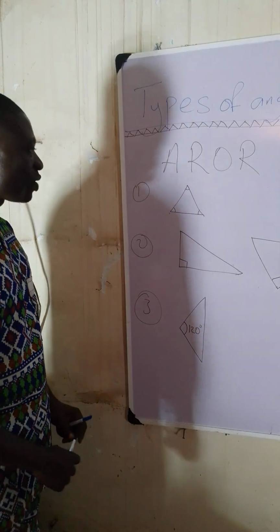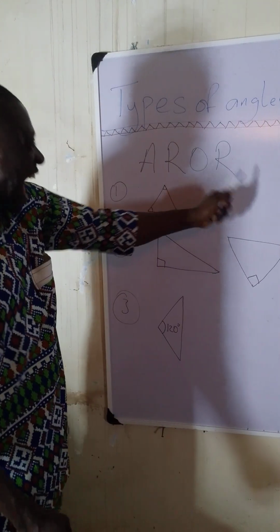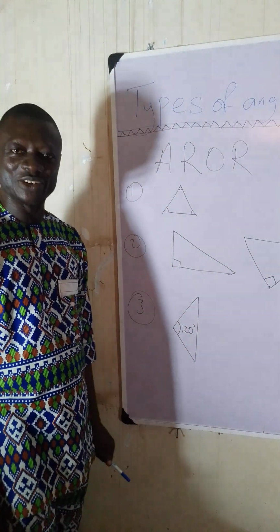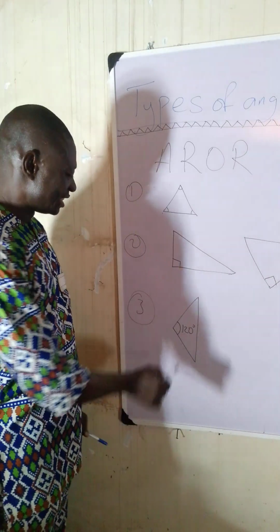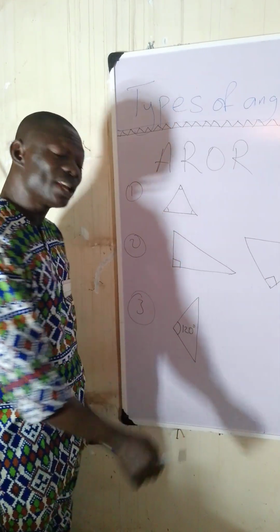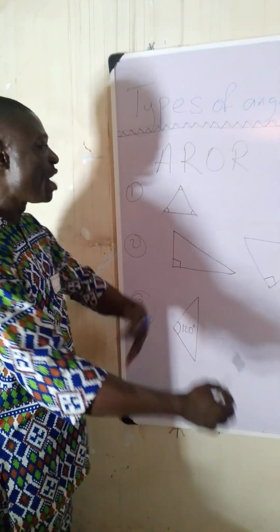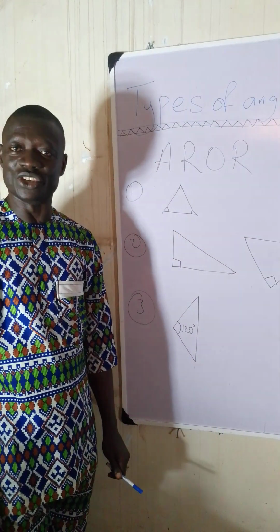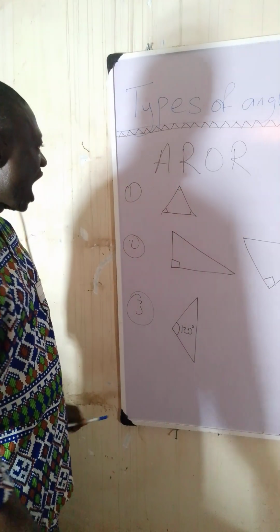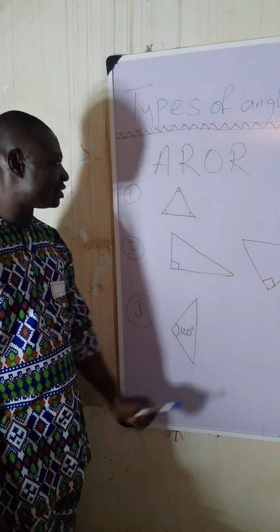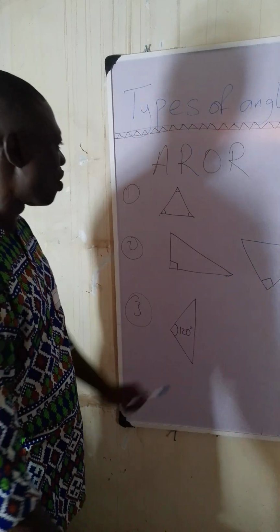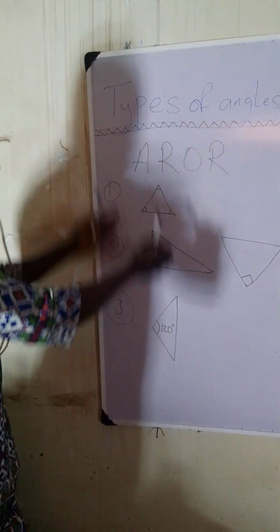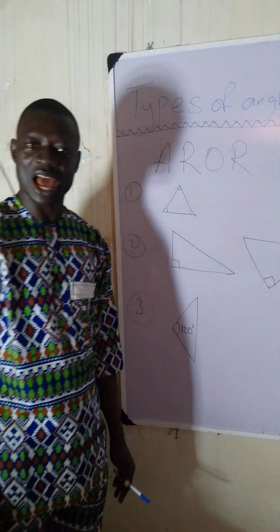Remember, we cannot have number 4, reflex angle triangle, because a reflex angle is more than 180 degrees, whereas the sum of interior angles of a triangle is 180 degrees. So there is no way one of the angles of a triangle can become more than 180 degrees. We can only have acute angle triangle, right angle triangle, or obtuse angle triangle. That is when you use angles to name a triangle.